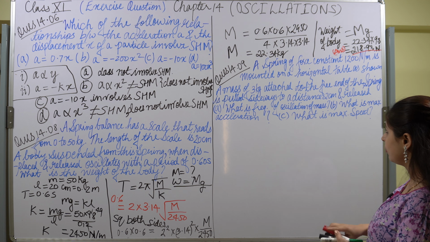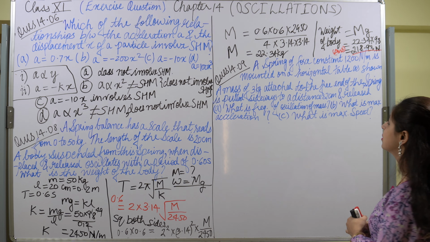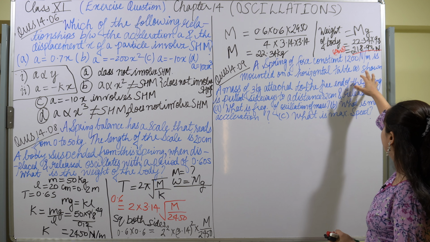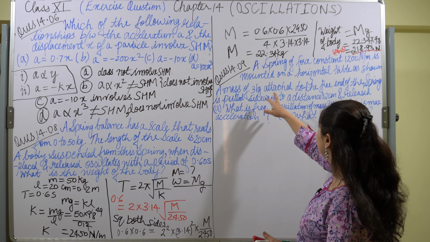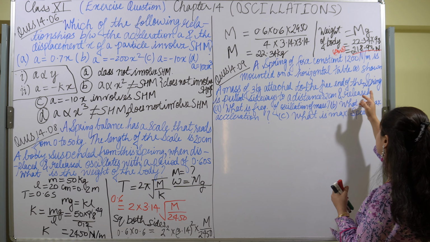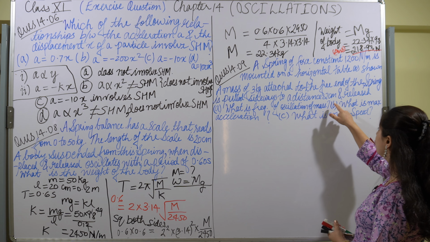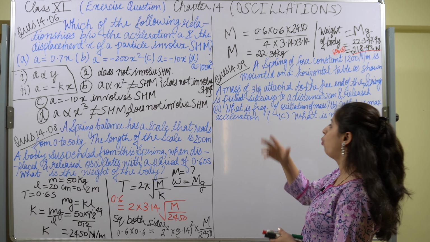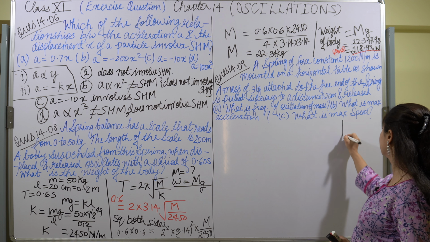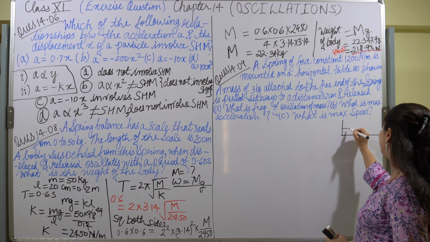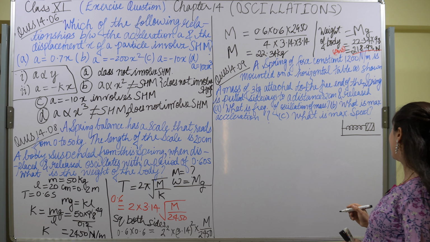Okay, now let us start with question number 9. It says a spring of force constant 1200 Newton per meter is mounted on a horizontal table. A mass of 3 kg is attached to the free end of the spring, pulled sideways to a distance of 2 centimeter and released. Then what is the frequency of oscillation? So let us draw the diagram. Spring is attached and mass is at the free end.